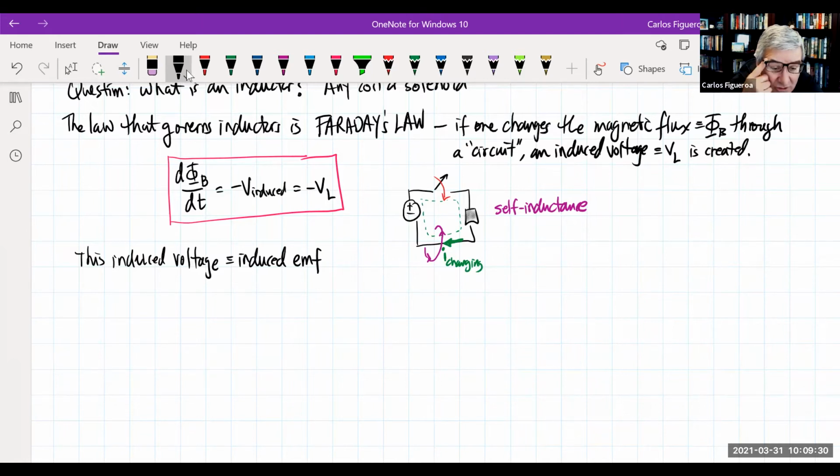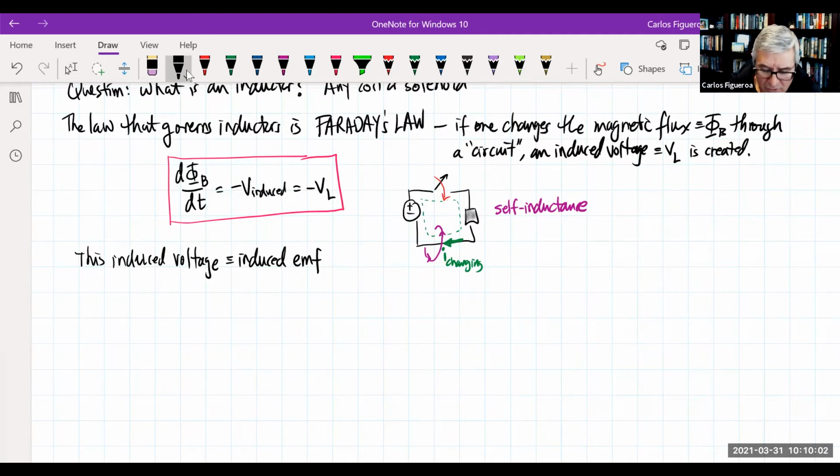But this induced EMF, or this induced voltage, which is what we call it in circuits, is clearly the most important thing in our society. We generate EMFs in order to operate our society, right? Everything from power supplies, even to the chemical EMFs that are created inside the battery. It's the most important thing here.